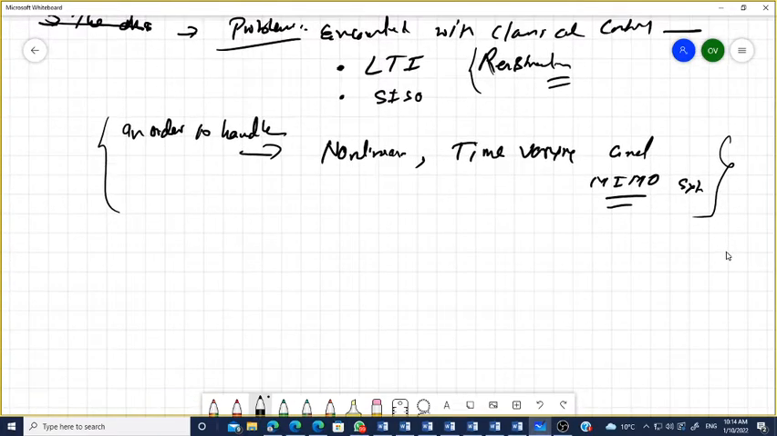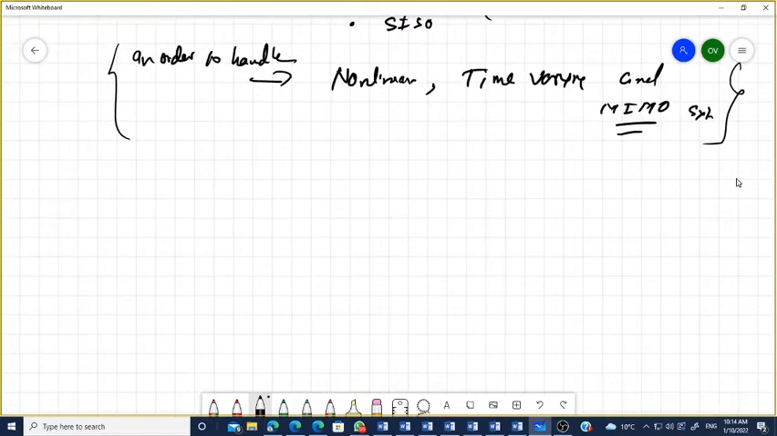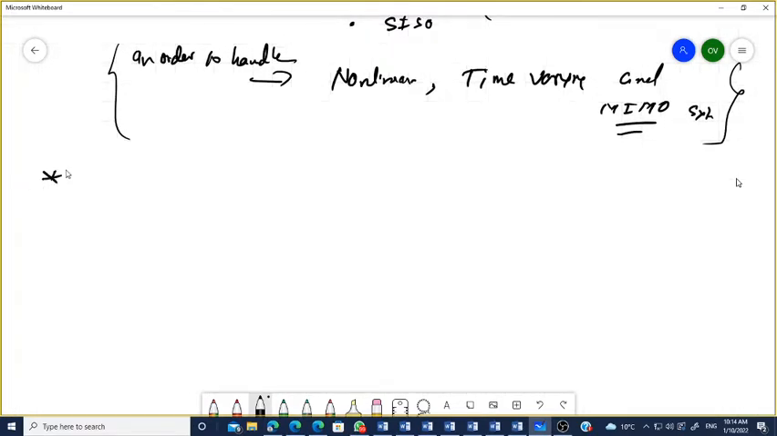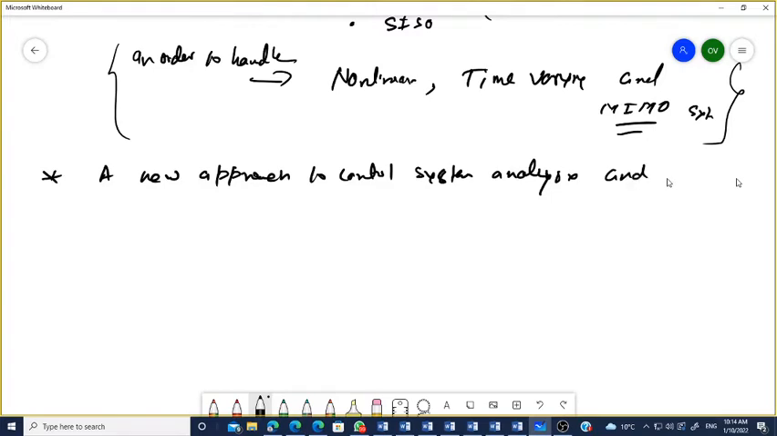Okay, so a new approach has been proposed. A new approach to control systems has been proposed for analysis and design, and this approach is known as the modern control theory.